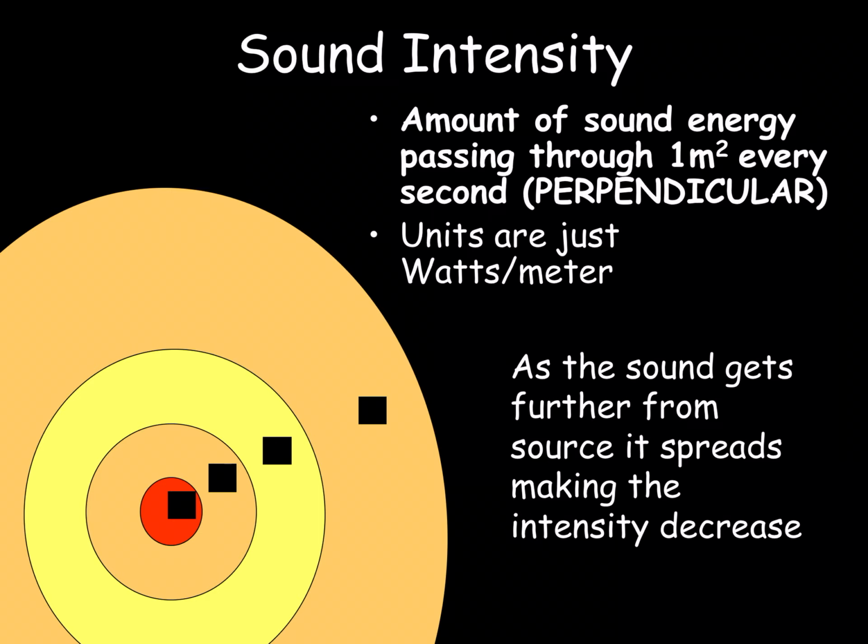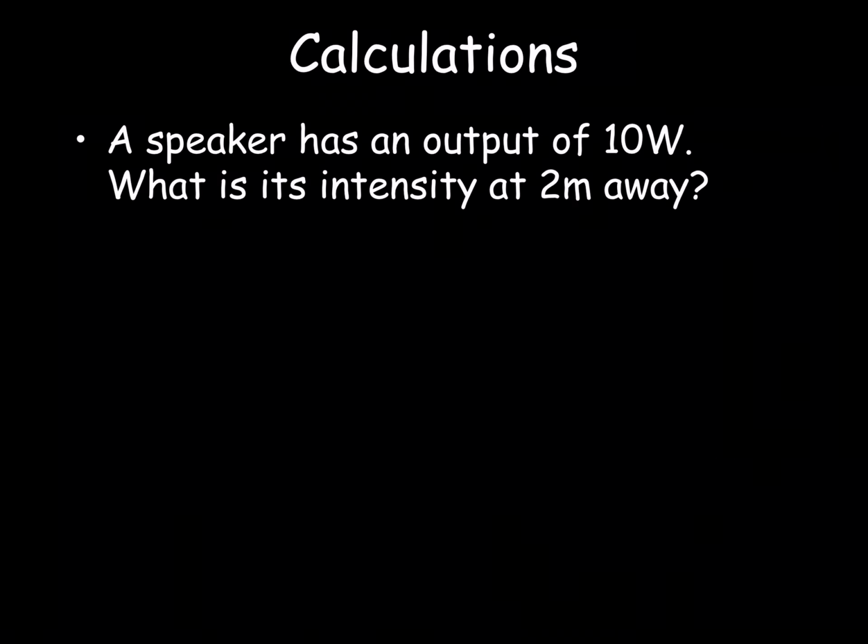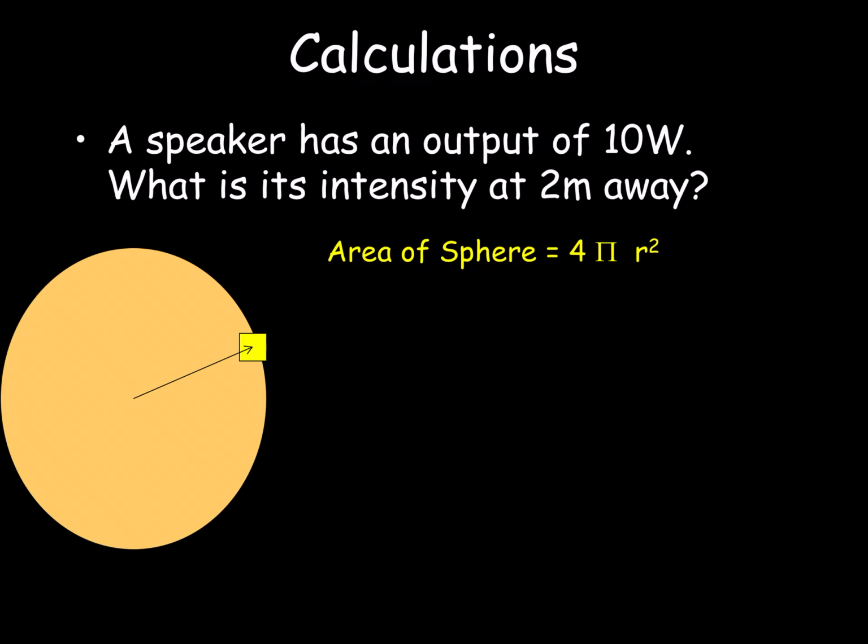So what we do to do the actual calculation is we take the surface area of the sphere of which our 1 metre square is part. We work out what that area is. In this case, it's 2 metres away from a 10 watt speaker. So that means that 10 watts is spread over 50 metres squared.